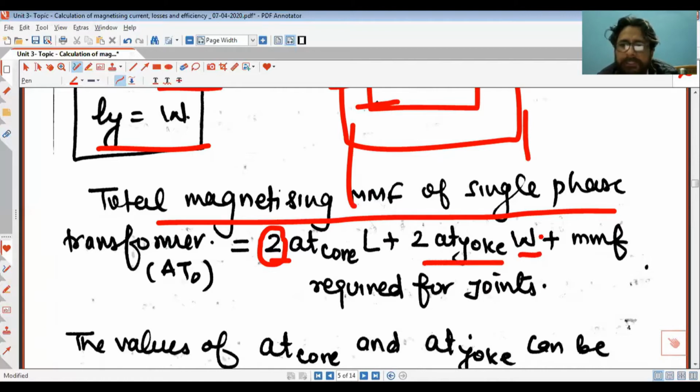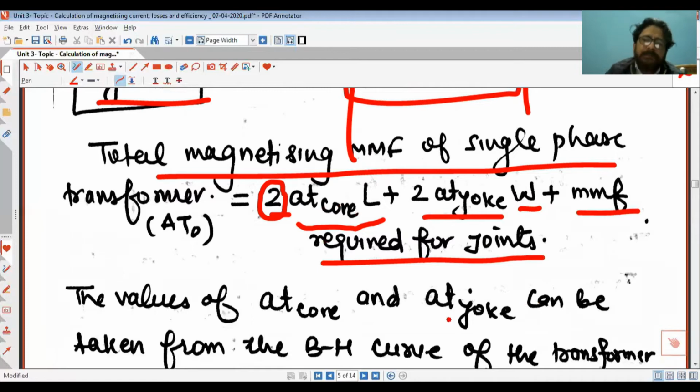So W is in meter, L is in meter. So 80 is ampere turn, right? Per meter. So 80 per meter into meter cancelled out. So it is ampere turn actually, MMF, right? So twice 80 yoke into W is also MMF, right? So this is the MMF required for joint C.